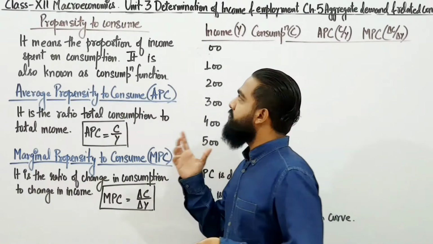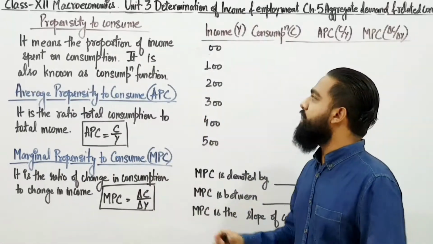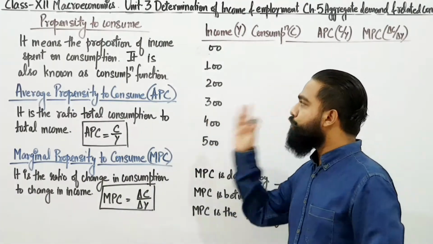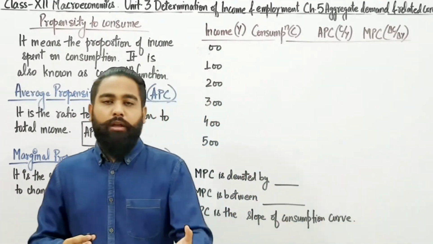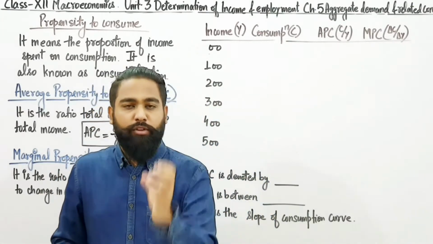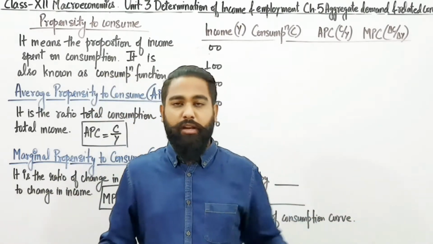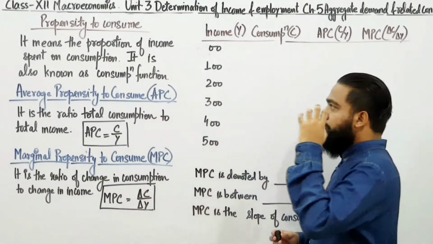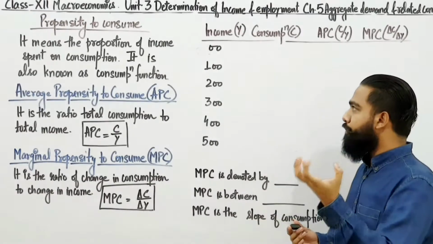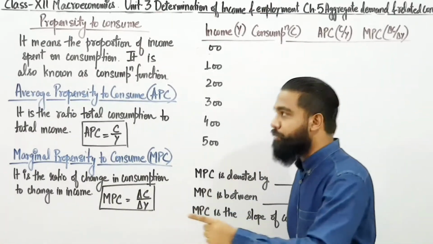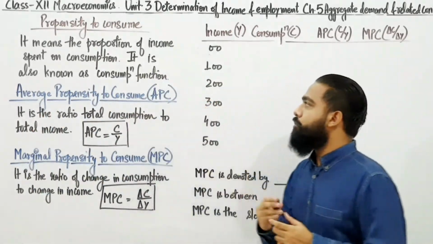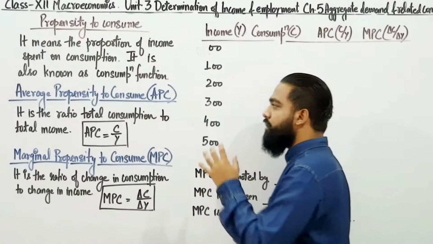Now what is propensity to consume? Students, it means the portion of income spent on consumption. You have 100 rupees of income, from that the portion which will be used for consumption. So it means that part of income which is used for the consumption expenditure. It is also known as consumption function.